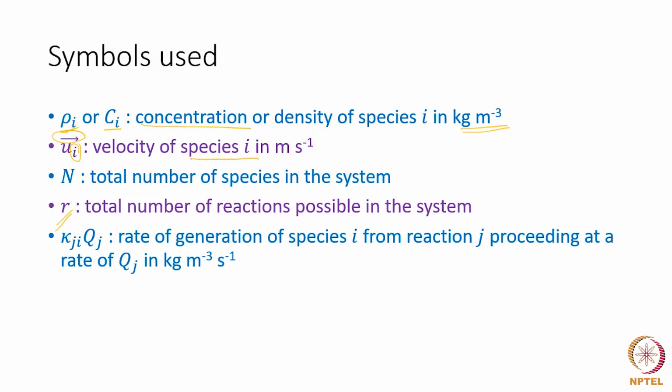So here is some quantity which we have introduced in an earlier lesson already, the kappa_ji q_j. It is basically telling you the generation of the species i from the reaction j. You can see that the subscript of q_j is coming here, and kappa_ji is the coefficient of the stoichiometric equation that involves the species i, and together this is telling us what would be the rate of generation of species i per unit volume.